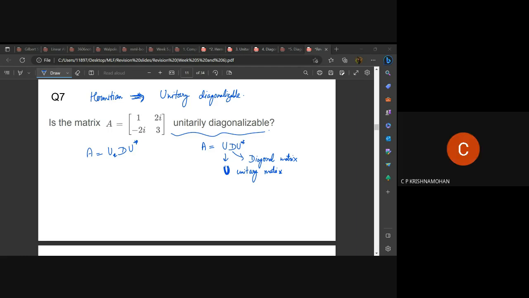Finding the eigenvalues for a complex matrix is the same process as in the usual case, right? Same process: characteristic equation, then find lambda. Yes. Thank you.